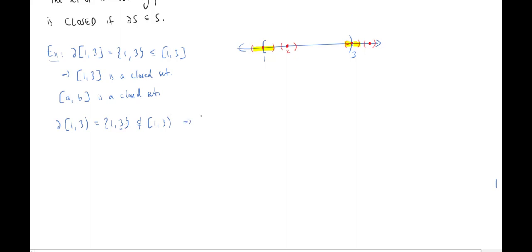And so that tells you that the interval [1, 3) with 3 missing is not closed. Of course, it's not open either, right? For it to be an open set, we would have to have a parenthesis on the left as well. We would have to kick out 1. So here we have our first example of a set which is neither closed nor open. So this can happen.